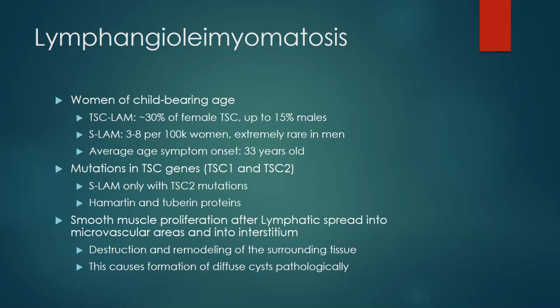Usually what is seen is these smooth muscle cells proliferate and move throughout the lymphatics, through the microvasculature, into the pulmonary interstitium, and it spreads very widely, as we'll see in the CT scans. It then further causes destruction in the interstitium with remodeling, causing these infiltrates to become cysts.